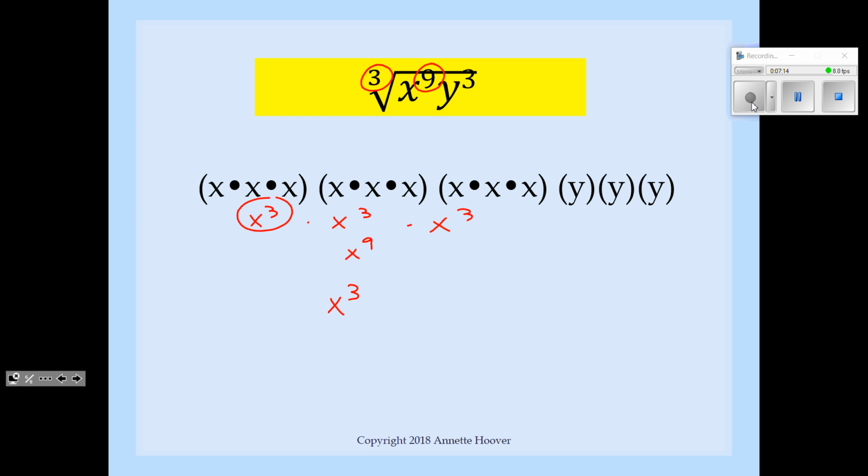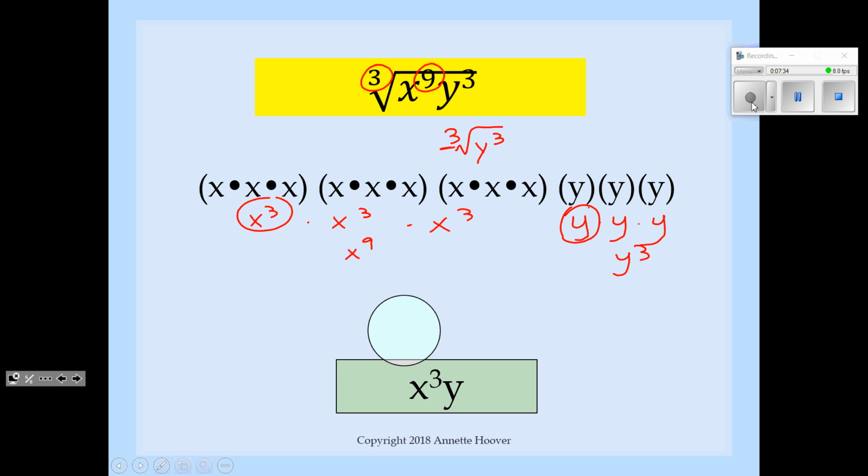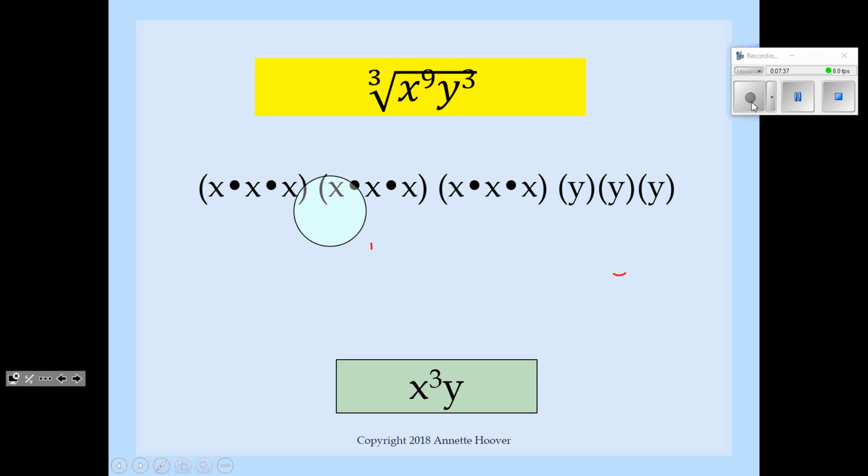Then if you ask yourself, we have the cubed root of y cubed. What multiplies times itself 3 times to get y cubed? Well, y times y times y equals y cubed. So you multiplied y times itself 3 times, so you just have y. So your final answer is simply x cubed y. Again, if you look up here, all you have to do is divide your exponents. You went 9 divided by 3 is 3, and then 3 divided by 3 is 1.